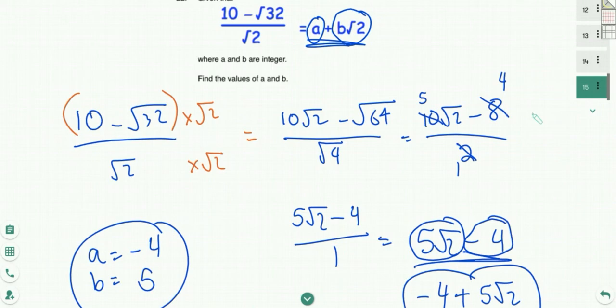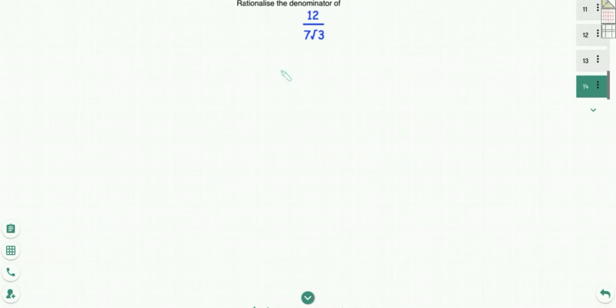So in this question, it didn't explicitly say to rationalize the denominator, but you should see here, this expression is not rational, and the format they want you to write it in is rational, so you logically have to rationalize the denominator. Rationalize the denominator of 12 over 7 times root 3.